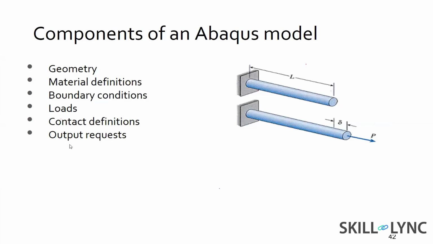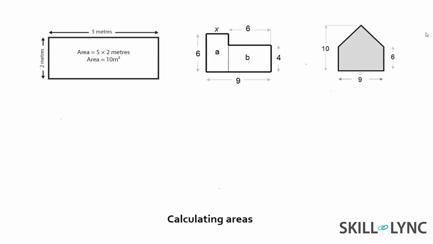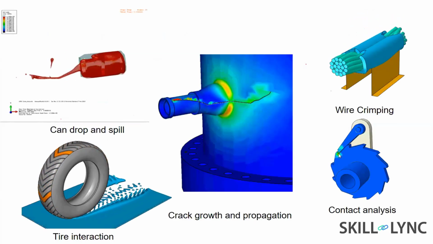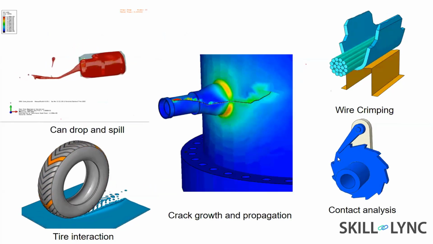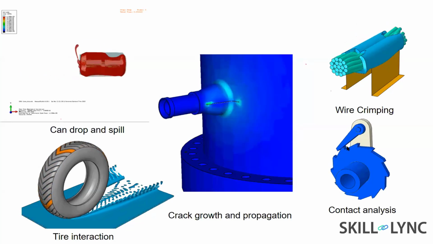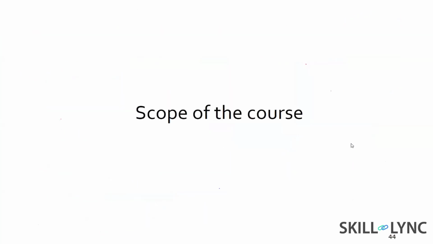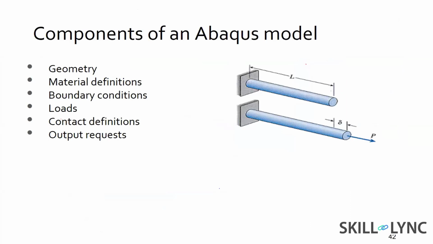And finally, the output request. Once you apply all these components and you run the simulation, what are the outputs that we are looking at? In a simple model like this, we are just looking at the displacement. But let's say in a crash analysis, we are looking at the deformation. Or in an analysis like this, we are looking at the contact stresses here. When this piece comes into contact with this piece, what is the contact stress, and can that contact stress actually cause failure in that body? So depending on the type of simulation, we modify the output that we are looking at.